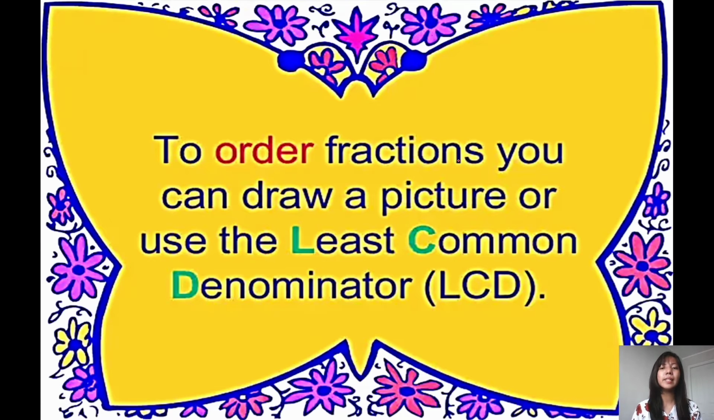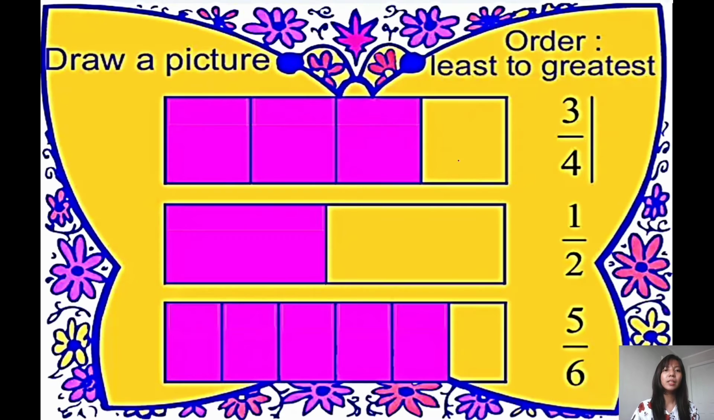So to order fractions, you can draw a picture or use the least common denominator. In getting the least common denominator, it's like getting the LCM. In our previous lesson, I've taught you already how to get the LCM. So this is now another way to apply the LCM. Draw a picture, order least to greatest. So let's order these fractions from least to greatest.